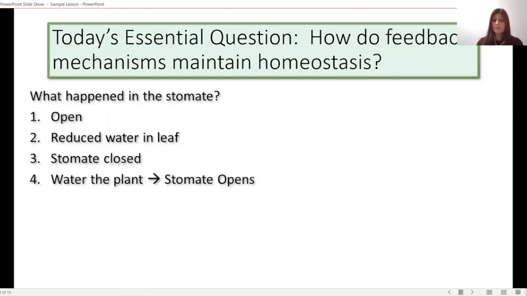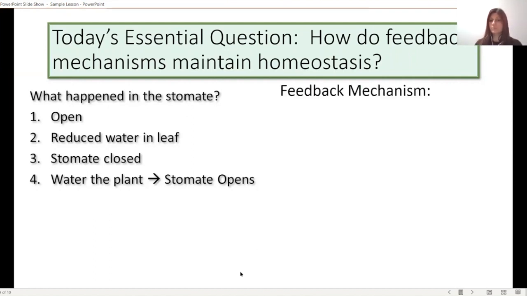And then the environment is going to change back. You're going to remember to water the plant. And say this is a house plant. You'll remember to water it. Stomate's going to open again. This is an example of a feedback mechanism. So let's figure out what's happening.